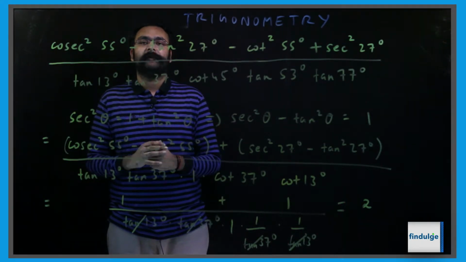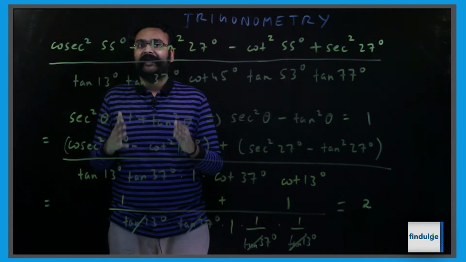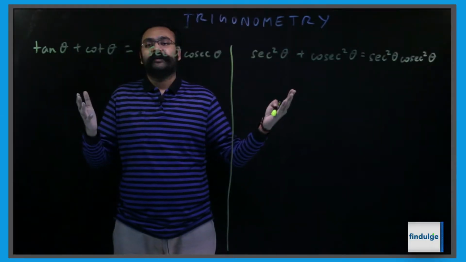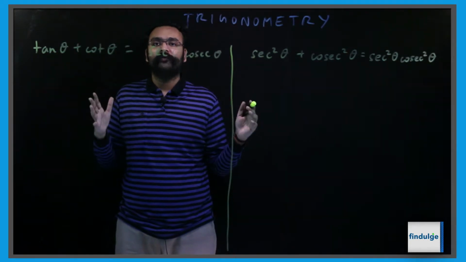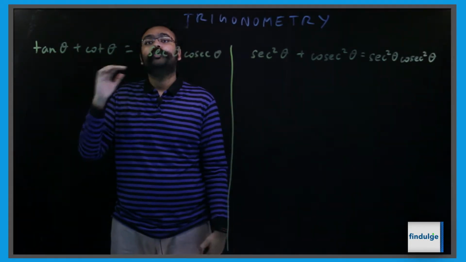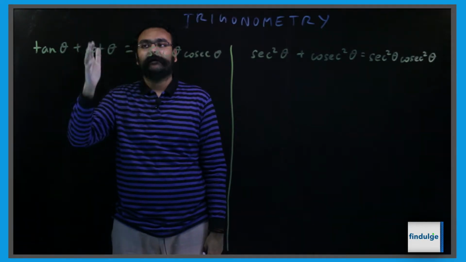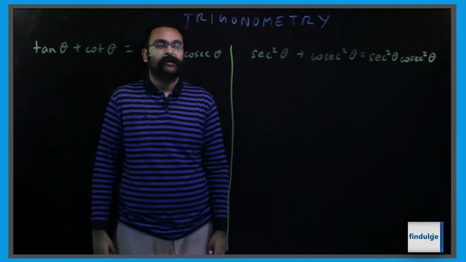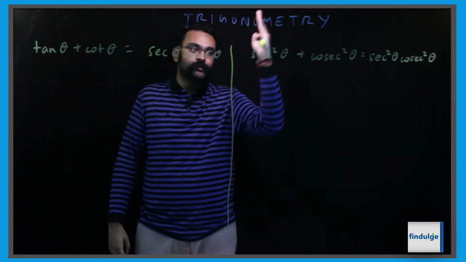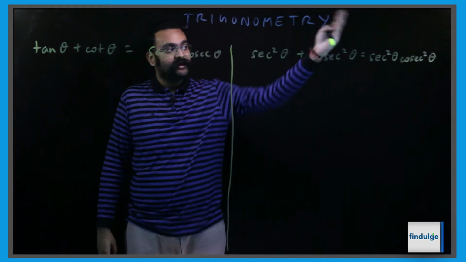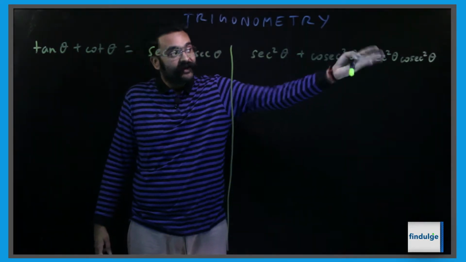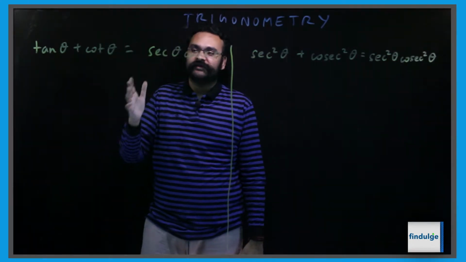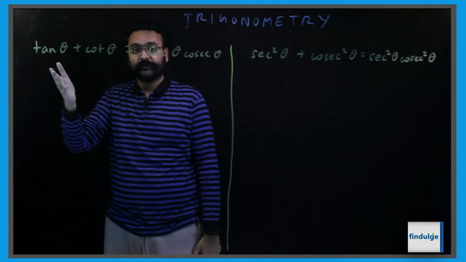Now let's move on from value-based questions to, as I said, the largest chunk of the chapter, the hardest part of the chapter, which is actual identity proofs, LHS equal to RHS. So here we have our first proof questions, which are, we have to prove that tan theta plus cot theta is equal to sec theta cosec theta. And then another question, which is that sec square theta plus cosec square theta is equal to sec square theta into cosec square theta.